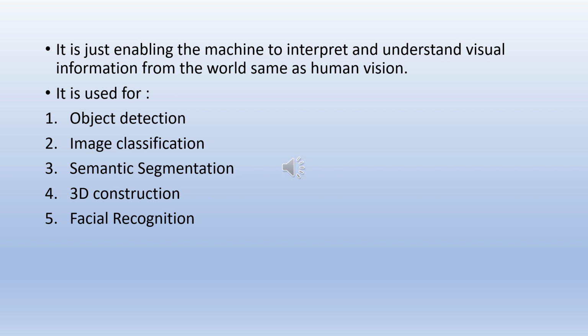Let us discuss some of the tasks computer vision helps us with, and then we will go on to see what we were applying before computer vision to achieve all these, and how it worked. So let's move further. First, object detection.